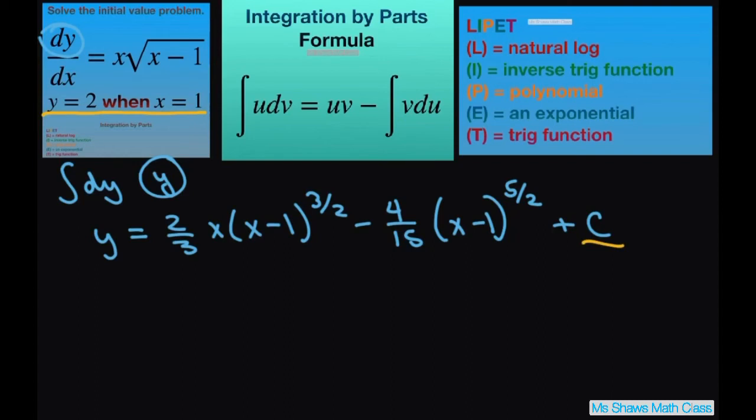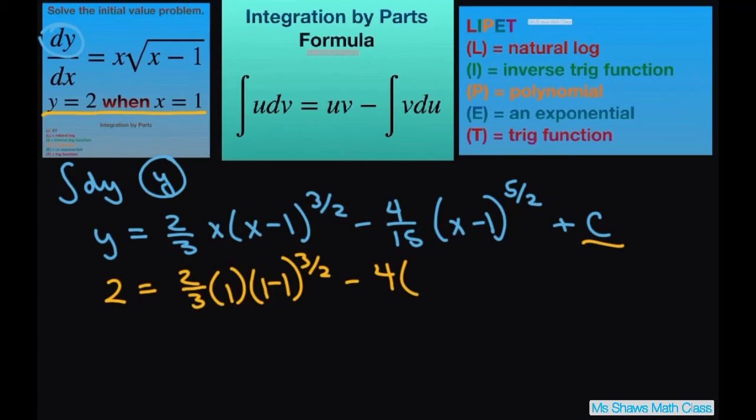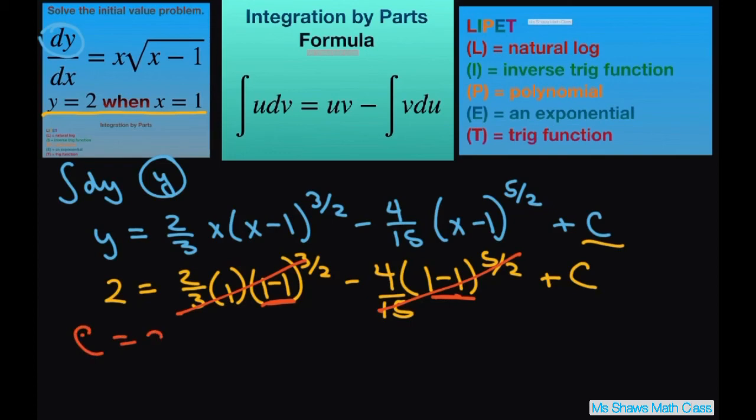So your y is 2 and your x is 1. So you have 2/3 times 1, 1 minus 1 to the 3/2, minus 4/15, sorry, 1 minus 1 to the 5/2, plus c. And basically what happens is this equals 0 and this equals 0. So these zero out and we get c equals 2.